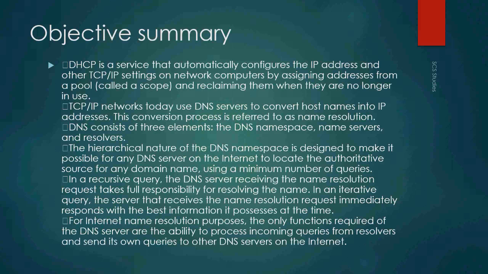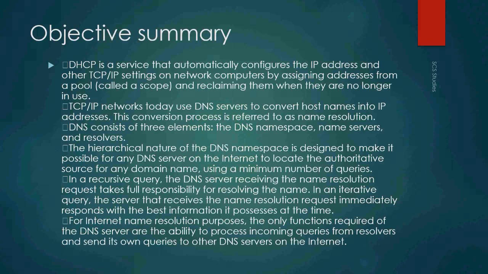So let's learn about the summary of today's class. Yesterday we learned about DHCP. So just for a quick recap, I have added this point. DHCP is a service that automatically configures the IP address and the TCP/IP settings on network computers by assigning addresses from a pool. That pool is known as a scope, and it recycles them when they are no longer in use. That is called DHCP reservation or DHCP lease time. TCP/IP networks use DNS servers to convert host names into IP addresses. This conversion process is referred to as the name resolution process.